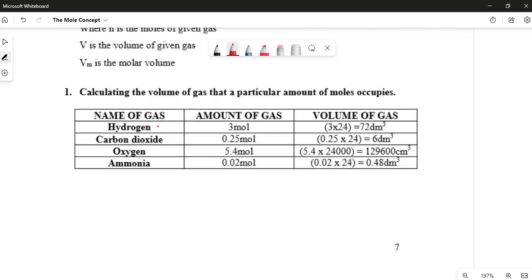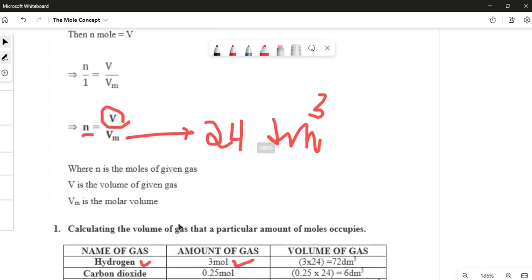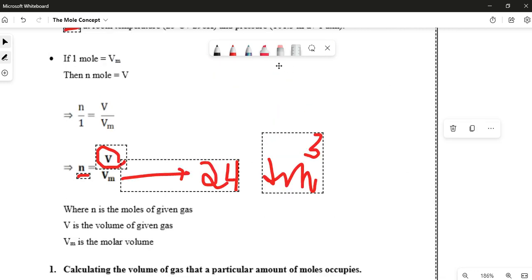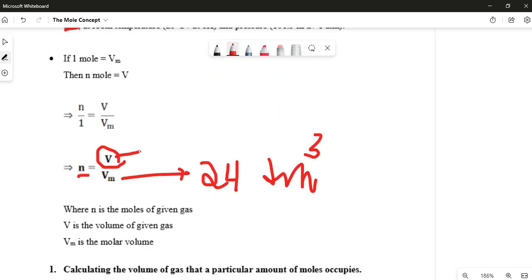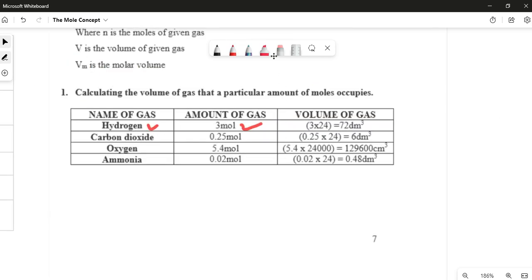Here are some practice questions. So we have hydrogen. The amount of that gas is given in moles. Let me scroll up and tell you one more thing. Sometimes they might ask you to find the volume of the particular gas, so you can do 24 times the number of moles and you get your volume. That's clear. Let's move on.